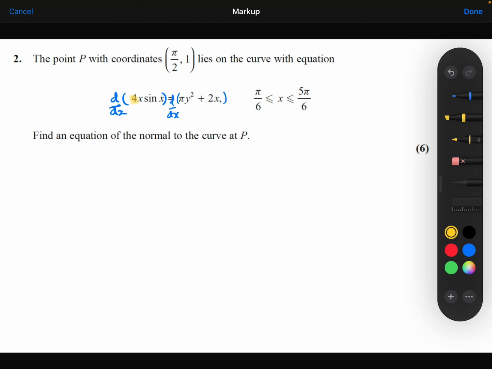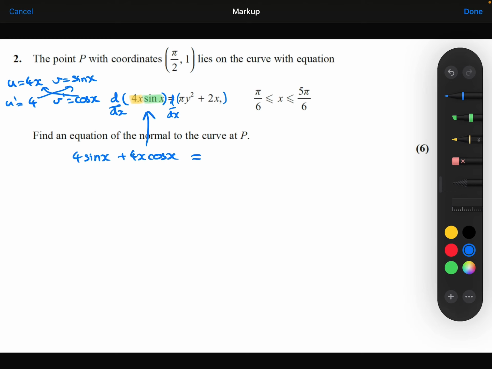So on the left-hand side, I can see I've got a 4x times sine x. So I'm going to have to use the product rule to differentiate this. So let's let u be 4x and v be sine x. Differentiating the 4x, I get 4. Differentiating the sine x, I get cos x. Applying the product rule here then, I've got u dash times v plus v dash times u. So that's the left-hand side differentiated.